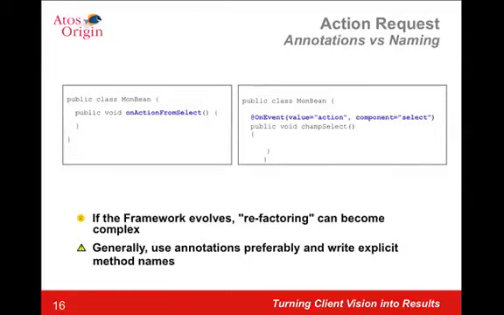Again, we can use a naming convention or an annotation. For example, if we want to use the naming convention, the structure of our method has to be on, then the type of the event, from, and finally the TID of the component. So for example, if we want to implement a method for an action event launched by the select component, our method will be onActionFromSelect.